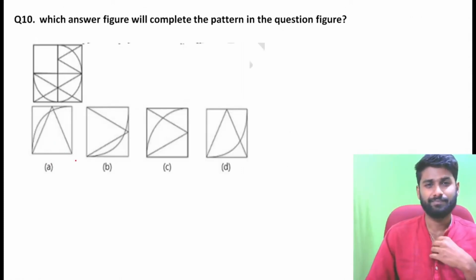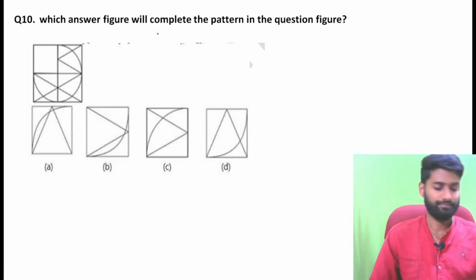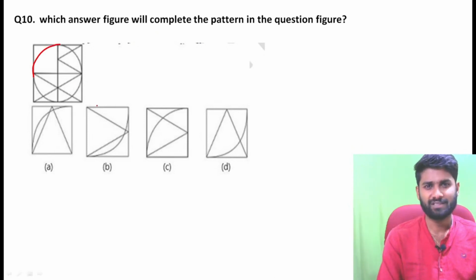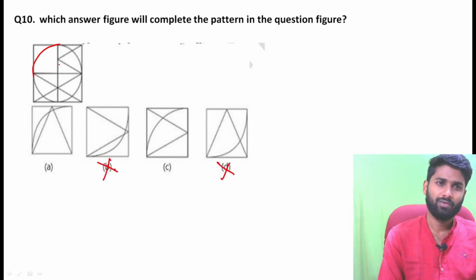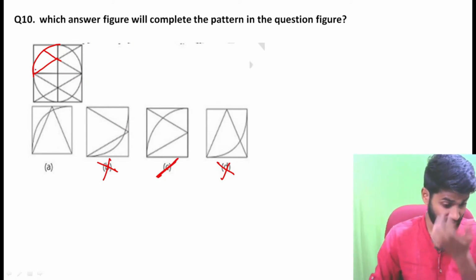Next, complete the figure. Which answer figure will complete the pattern in the question figure? Now we want to complete the circle first of all. We can complete the circle with option A or C, so B and D are eliminated. Now we want the cross section shape here. We want these shapes, guys. Clear? Now see whether it is option A or option C. Option C is the suitable option, so option C is the correct answer.